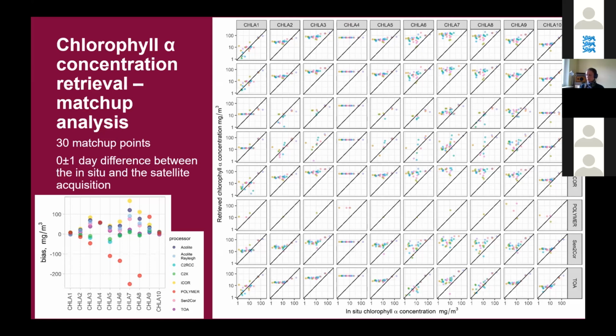And also, we noticed that some algorithms and atmospheric correction products showed relatively higher bias for lower chlorophyll concentrations, lower than 10 micrograms per liter, and deriving algorithms for groups of lakes could actually improve the chlorophyll concentration retrieval from Sentinel-2 data.